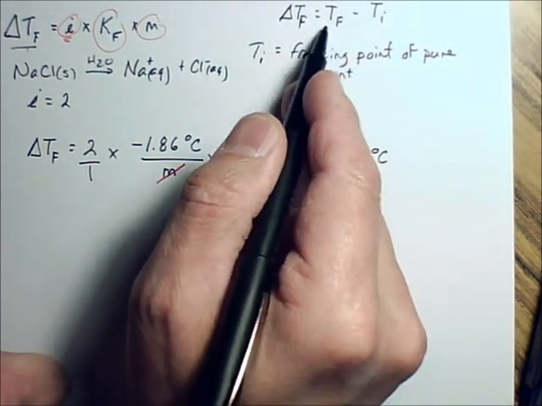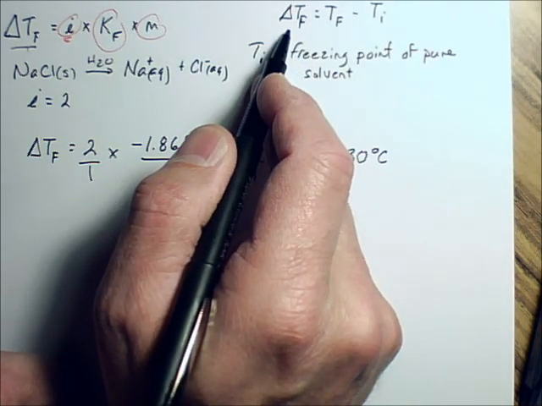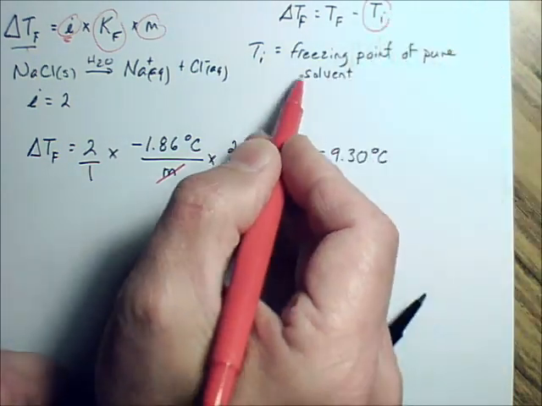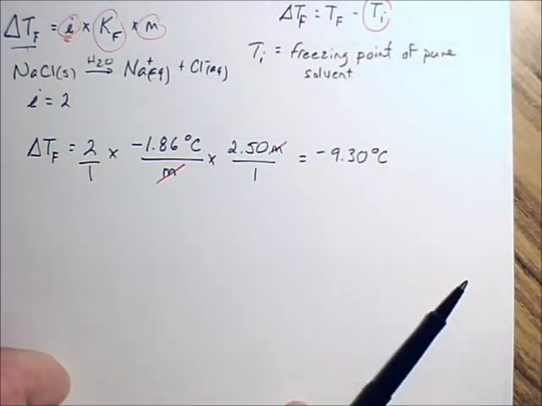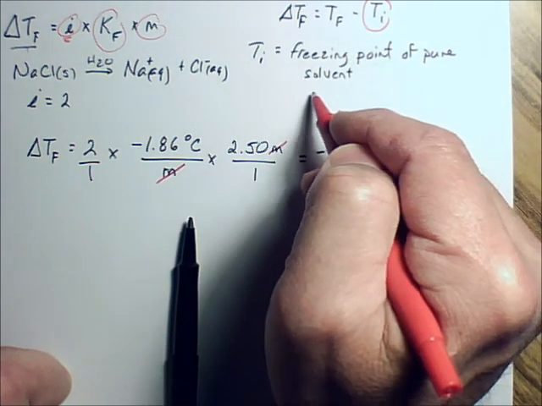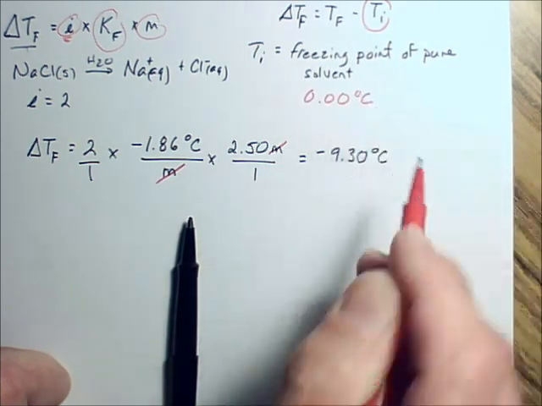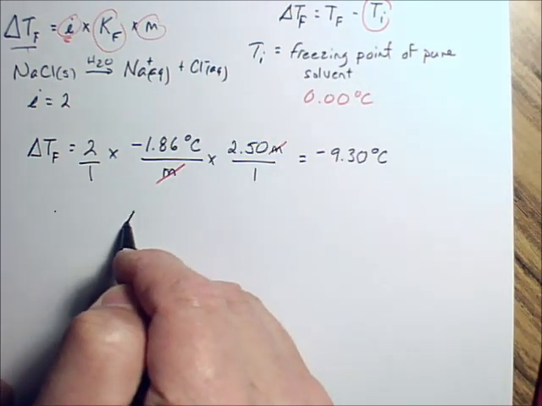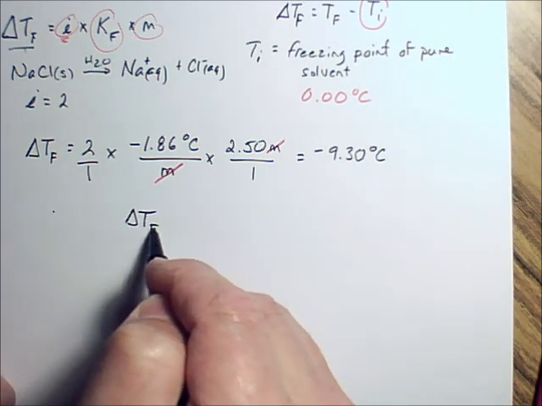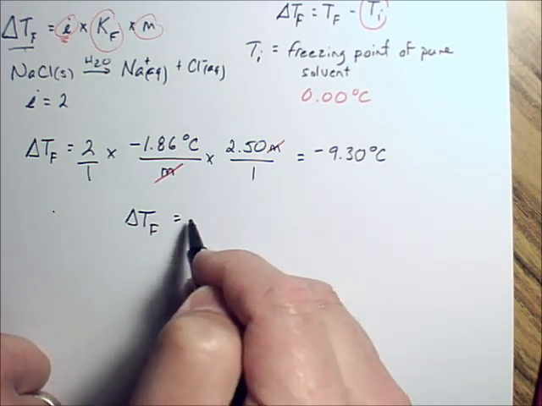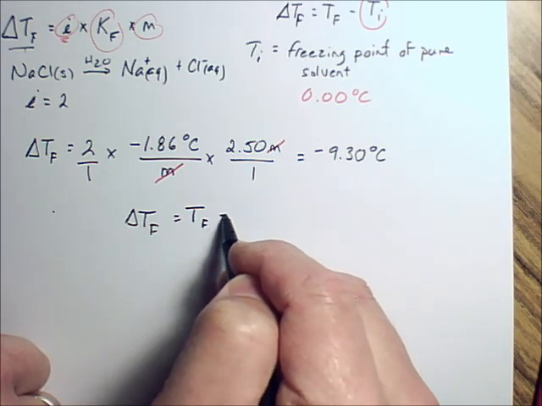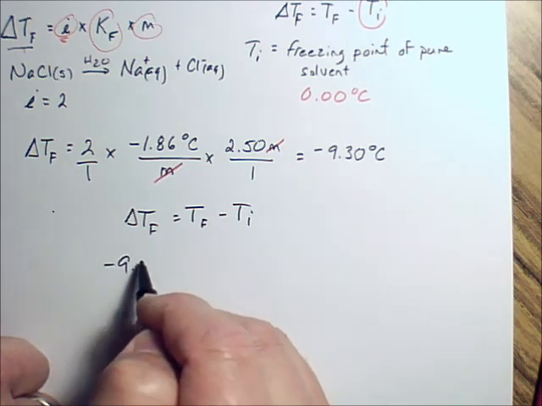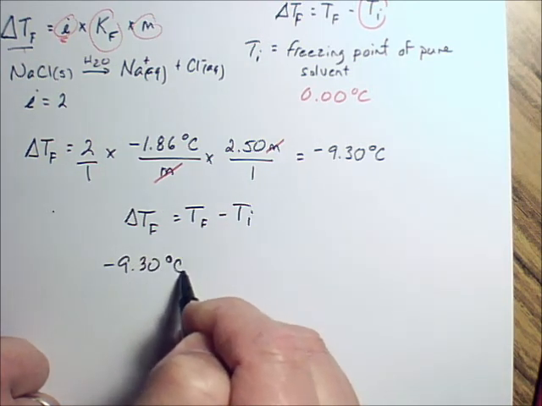Now we're ready to plug that number in here. We already have initial temperature because the initial temperature is the freezing point of the pure solvent. And I told you in the problem that that number was 0.00 degrees C. So let's plug all that into that equation. We have delta T, that's the change in temperature of freezing, equals temperature final minus temperature initial. We know this number, that's negative 9.30 degrees C.